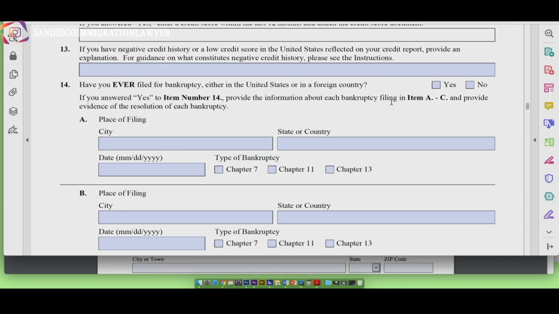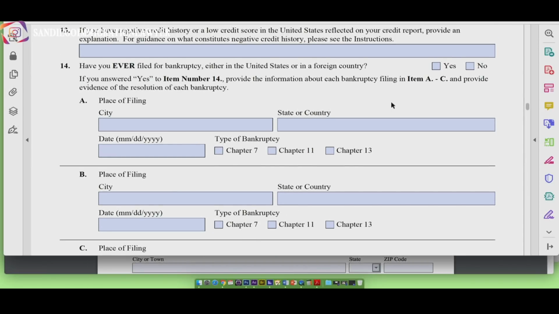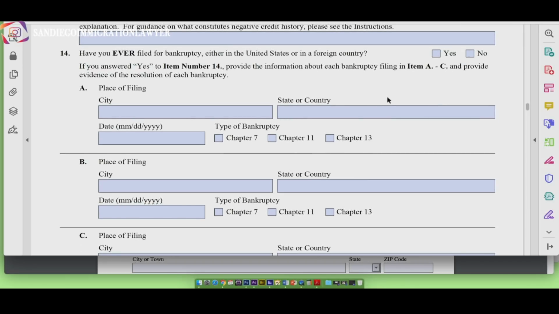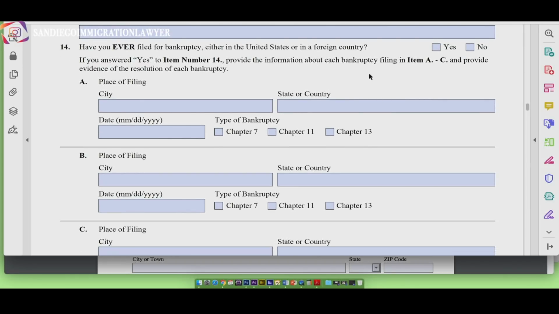This is a form that really you want to keep the instructions right beside you while you're completing the form, because otherwise you can complete some of it incorrectly and maybe even put the wrong information in there that would hurt you rather than help you. So make sure you read the instructions carefully. It's asking if you've ever filed for bankruptcy in the United States or in a foreign country. So people are allowed to file for bankruptcy in foreign countries. And if you ever filed for bankruptcy, you need to answer this question as honestly as you can.